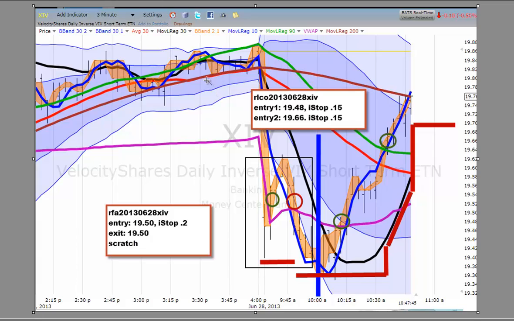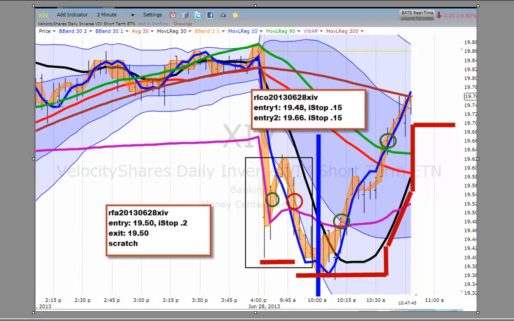The solid blue, or the darker blue shaded region, is the river, the Bollinger Band plus or minus 1 standard deviation. That's a 30-period Bollinger Band plus or minus 1. The floodplain is the plus or minus 2 Bollinger Band, defines the limit of normal. Solid red line in the middle is the Bollinger Band mean, a simple 30-period moving average.